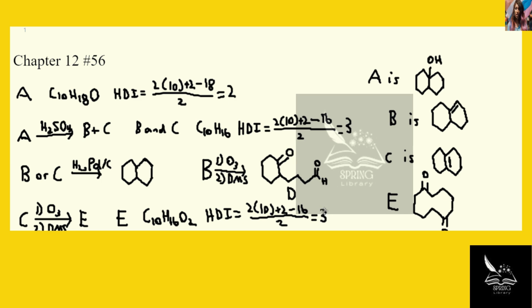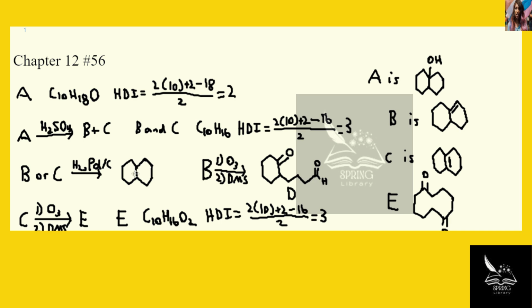So how best to put this? Okay, E has a hydrogen deficiency index of 3. So we know that it has 3 double bonds, or a ring and 2 double bonds, or some combination of double bonds and rings that adds up to 3. When we look at this, we can put it together with what we know about B and C. When they're hydrogenated, they give us this decalin system.